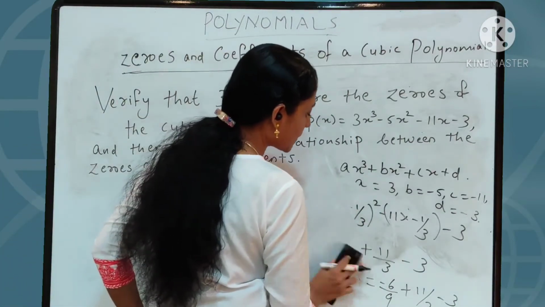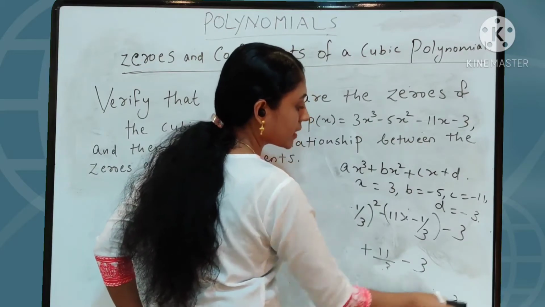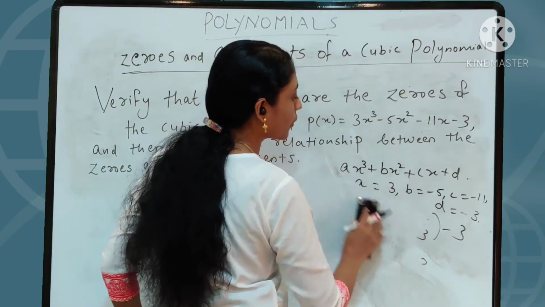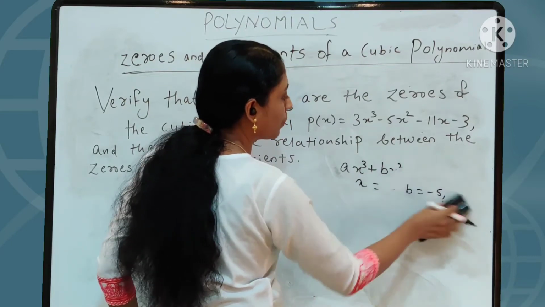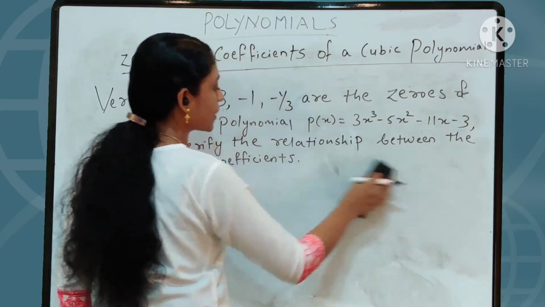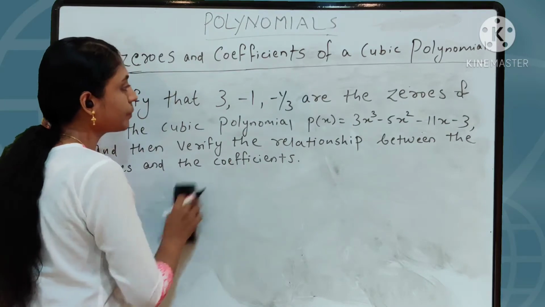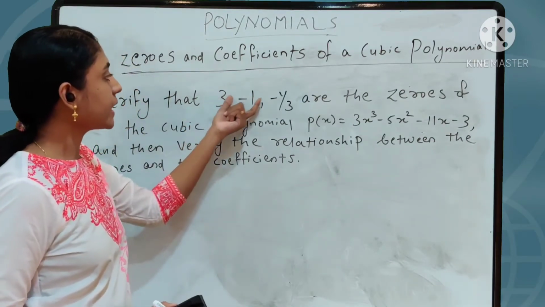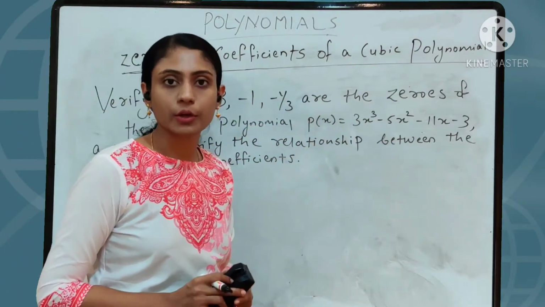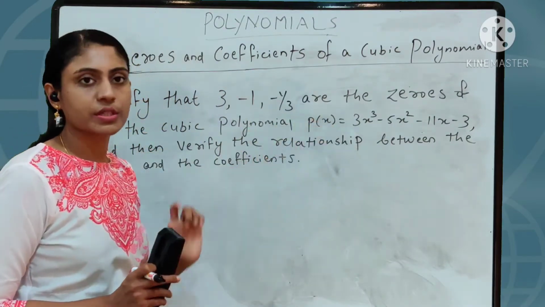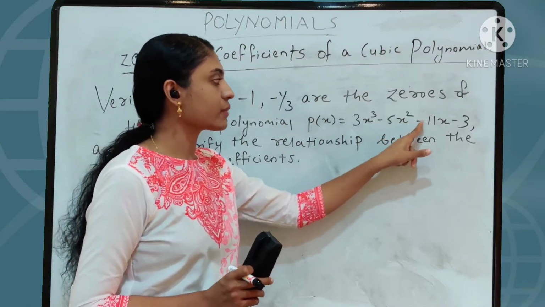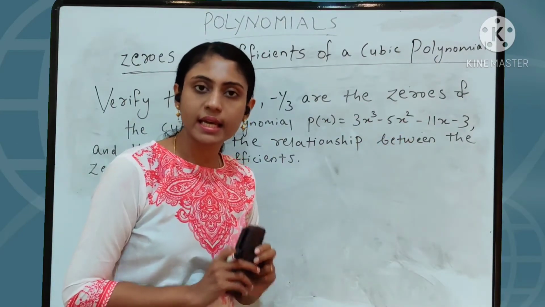So the first step is over. Remember, this question is not from your exam point of view, but to understand the concept of a cubic polynomial and how to find it using the formulas. Okay, so first we verified that these three are the zeros of this particular polynomial, p of x equal to 3x cube minus 5x square minus 11x minus 3.